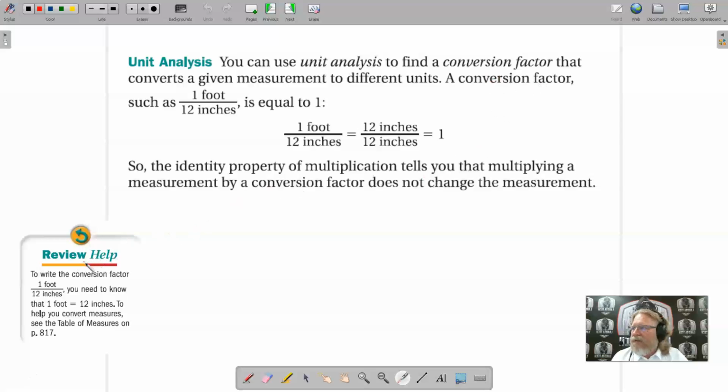Here down in review help, I think many of us know that there are 12 inches in a foot. However, in order to create this conversion factor, you would indeed have to know that 1 foot is equal to 12 inches. There may be other measurements, like maybe ounces to pounds, or tons to pounds. Switching from pounds to tons, you'd have to know that there are 2,000 pounds in 1 ton. So you might have to look for tables, or you could always Google and see what's what.